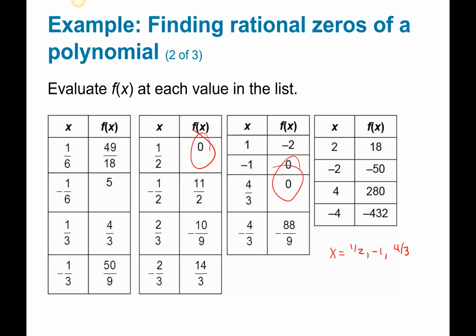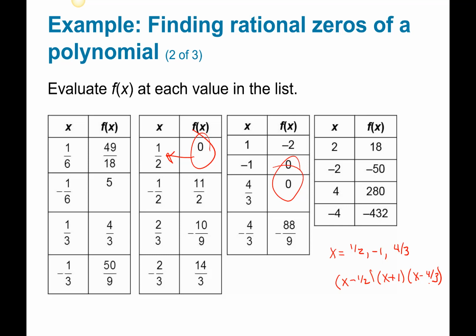You go shopping for zeros, and every place you got a 0, whatever the x value is, boom, there is a root. And the cool thing then is we can factor this as x minus 1/2, x plus 1, x minus 4/3, and that gives you part of the polynomial. You're already off and running. Does that make sense to everybody?